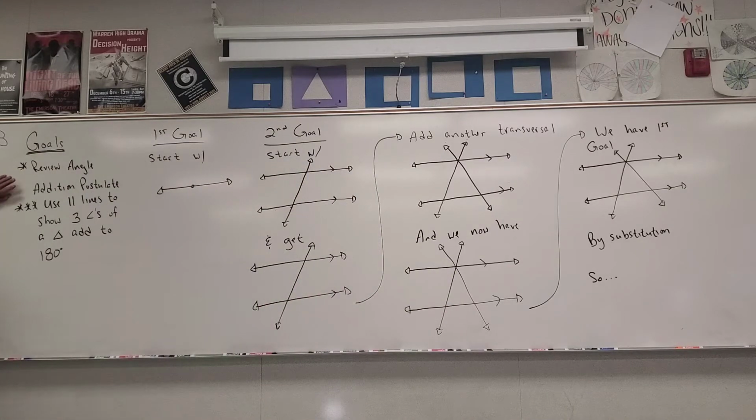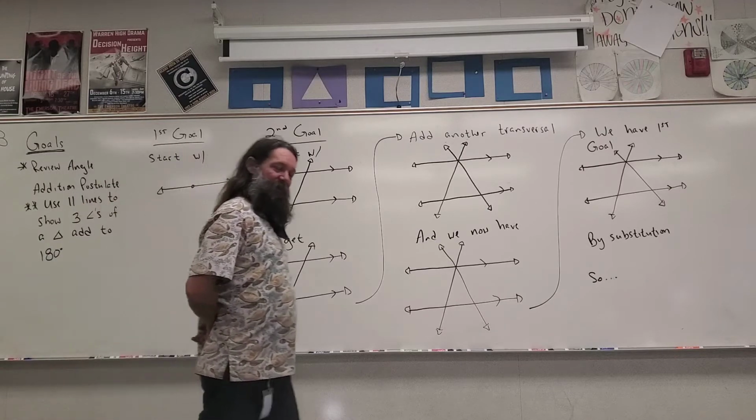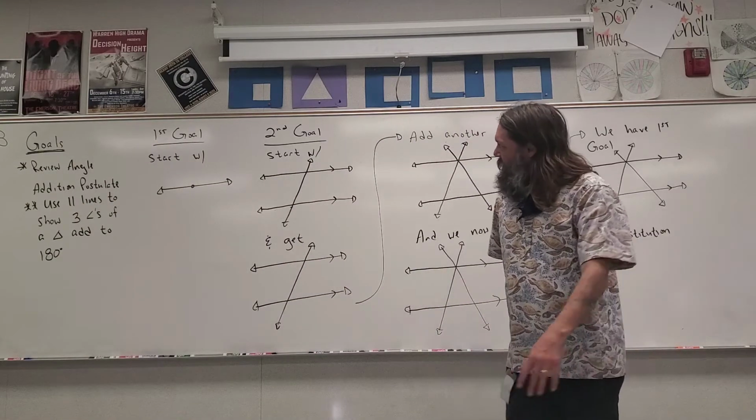Our first goal is going to be to review the angle addition postulate. And our second goal is going to be to use parallel lines to show the 3 angles of a triangle add to 180 degrees. And it should be any triangle, but I just have a generic triangle. So let's go ahead and jump into our first goal.